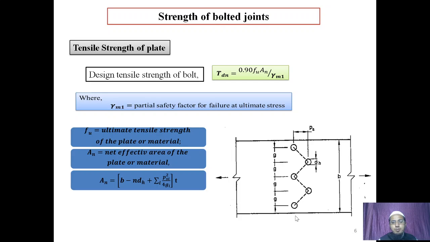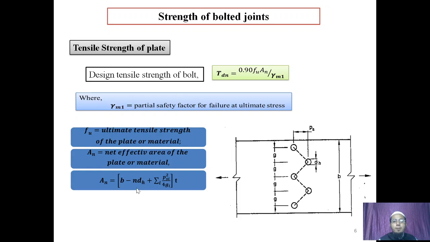So at this point it will tear or fail under the tensile loading. So this strength of plate at this section should be such that it can bear the factored tensile force. Now here Fu is again the ultimate tensile strength of plate or material which is to be joined, and An, as we have just discussed, is the net effective area of the plate or material.